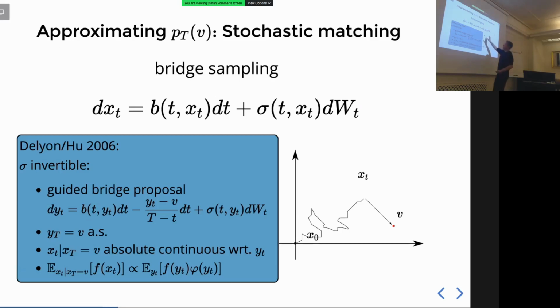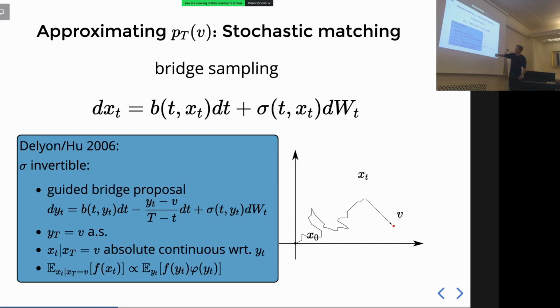So here is, just keep it simple. This is Euclidean space. We have a stochastic differential equation. It has a drift term, it has a stochastic term here, and it starts at a point. Let's say it starts at 0. And now we would like to force it to hit this target point V.